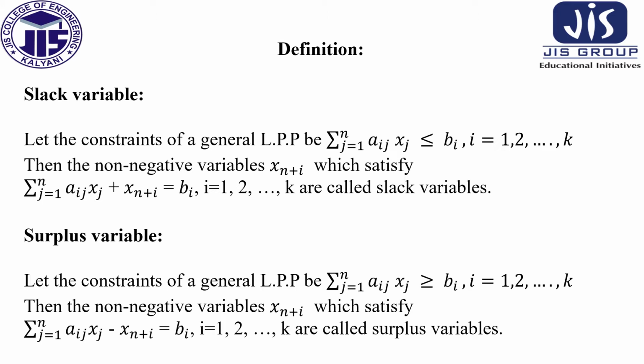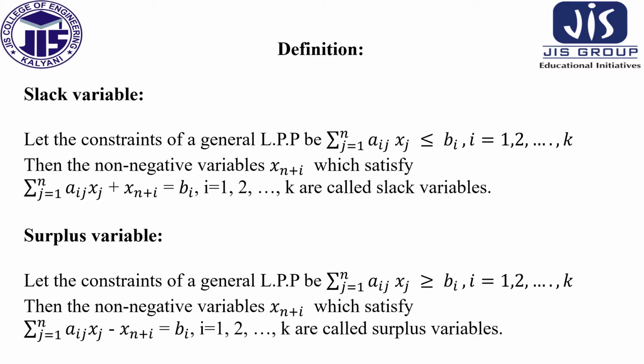Suppose the constraint is x1 plus x2 less than or equal to 4. Any constraint with a less than or equal to sign, make it into an equation. We have to add something to the left hand side to make it equal to the right hand side. The something that we are adding to the left hand side to make it equal to the right hand side is known as the slack variable.